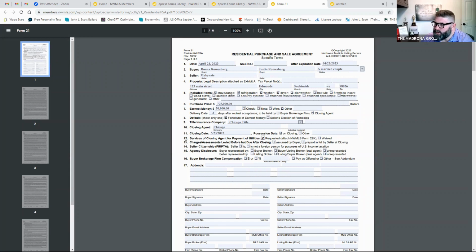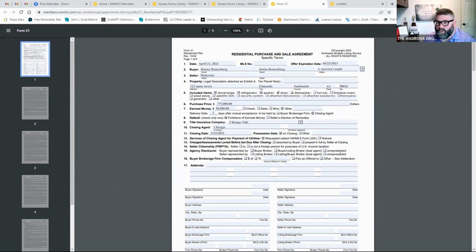So here's one that's important, line 13. Charges, assessments levied before, but due after closing. Who's going to pay that? If this property has charges against it and it sells, who's going to pay it? We need that spelled out. And that could be utility liens, contractor liens, all of that.